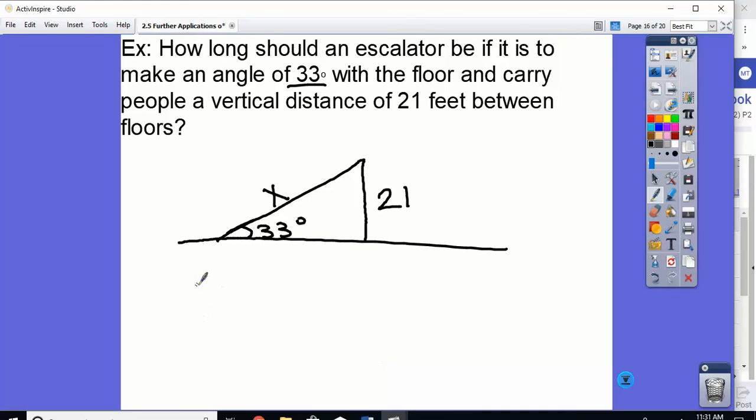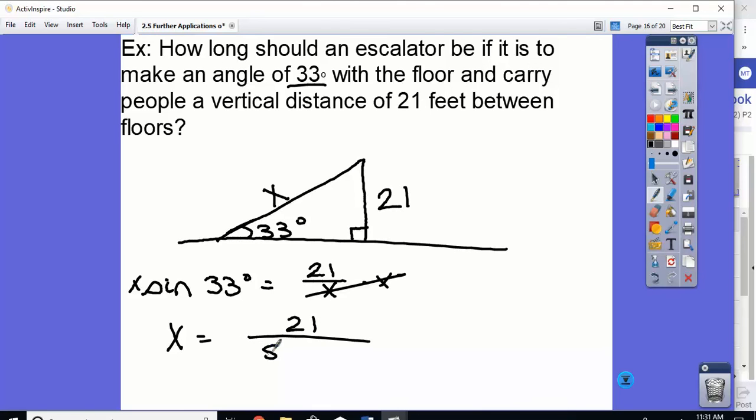So then what would my trig function be? Because we can assume that a vertical and a horizontal form a right angle. Sine. So I can say the sine of 33 degrees equals opposite 21 over hypotenuse x. Then what would you do? Multiply by x. Yes, don't multiply by 21. Trying to cancel the fraction, so you have to multiply by what's on the bottom, and then you will divide by your sine. Okay, so it gives me 38.5576, or if I want significant digits, we had 2, so you would say 39 feet.